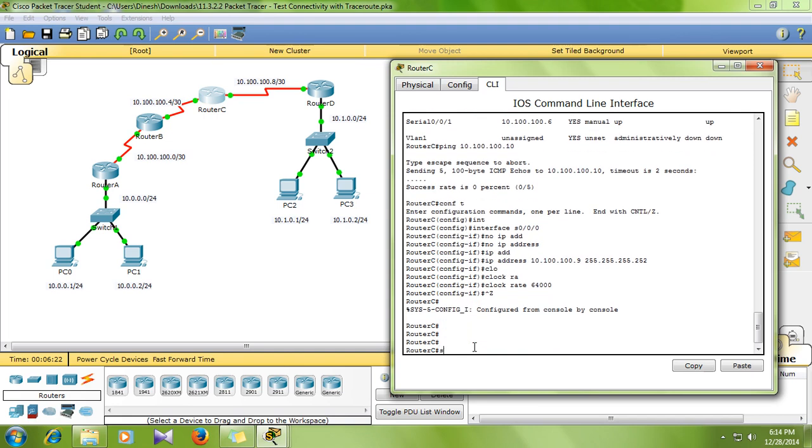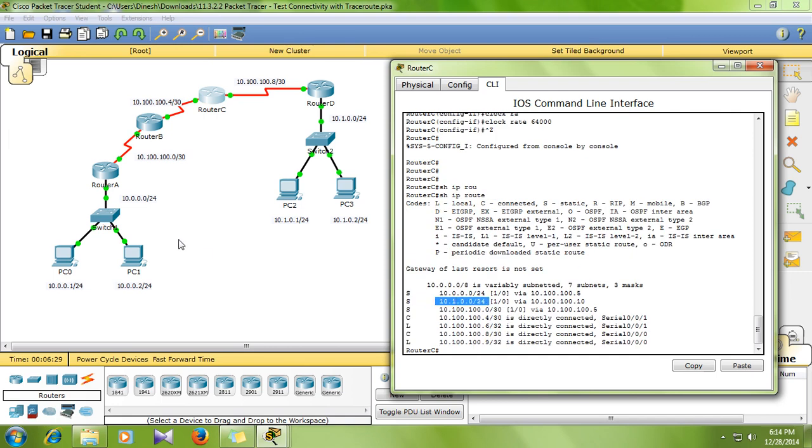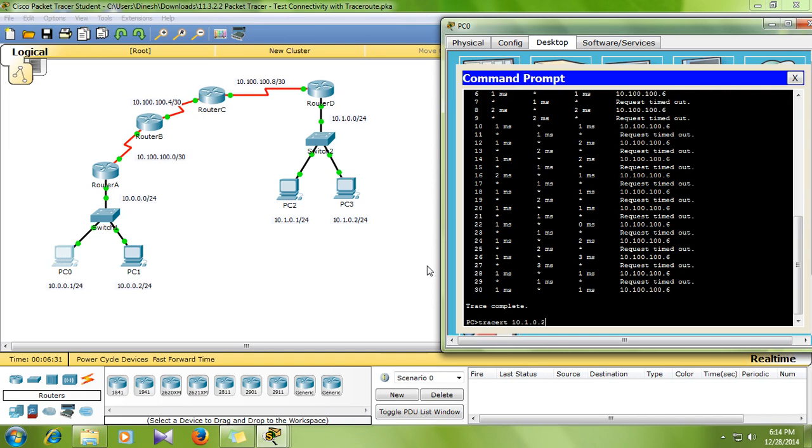Okay. Now check whether the route is available, because we did not change the route configuration. We just changed the IP address. Yeah, the route was installed. Now check the reachability.